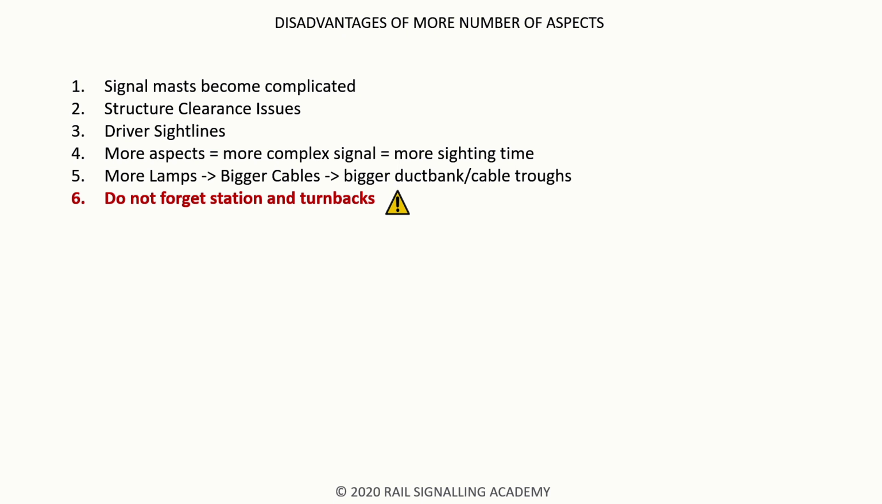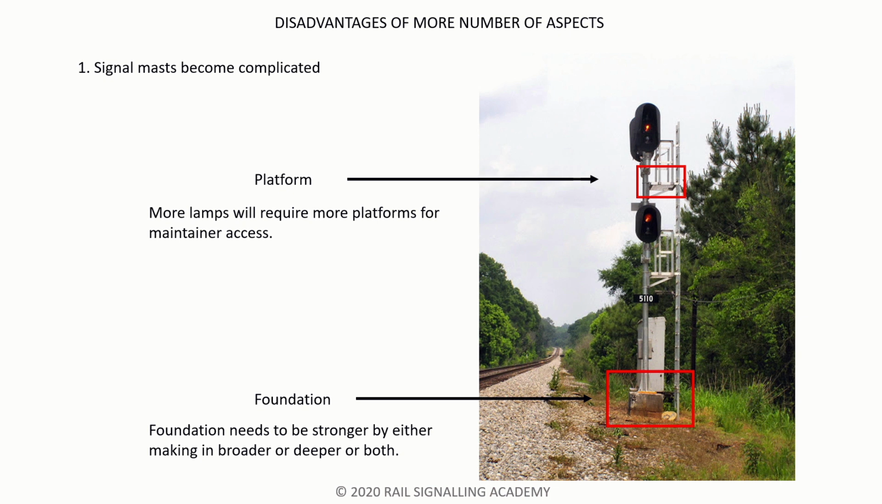it's not just more lamps is more cost, more lamps is more maintenance, more lamps is more failures. You'll see that there's actually a lot that happens when you increase the lamps. So let's jump into it. Now the first one is signal masts become more complicated.